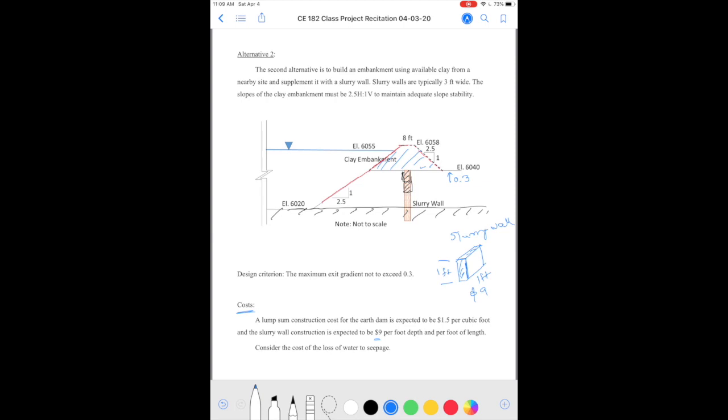And in addition to that, we can consider the water loss depending on how deep the slurry wall is and its permeability. And then you have to consider the loss of water in your cost analysis, again per year.